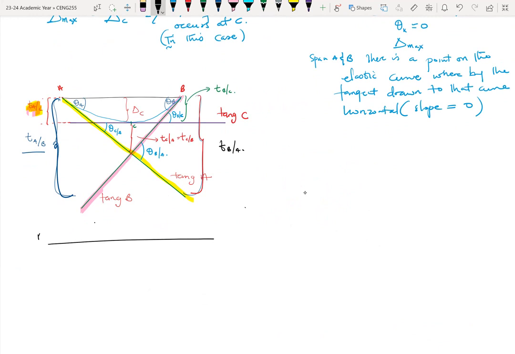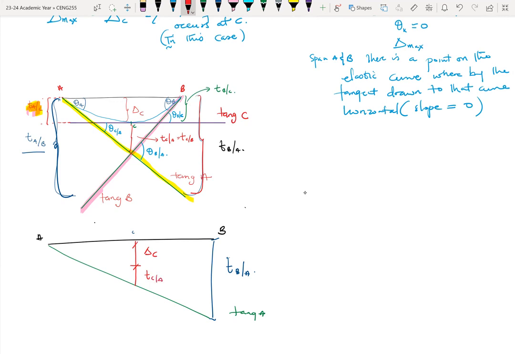So this is line AB, I have the tangent drawn from A. I have this vertical distance here, which is TBA, the vertical deviation. This is point C somewhere there. So I have this entire distance. A portion of it is delta C, another portion of it is TCA.